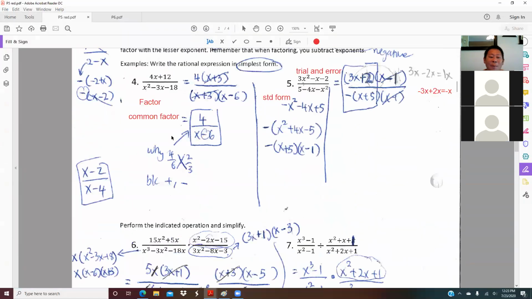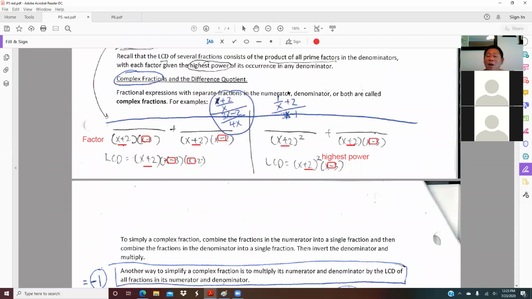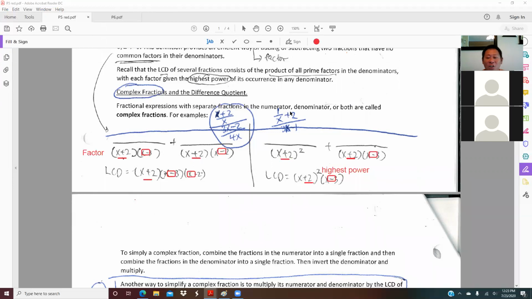is we're going to talk about complex fractions. Okay. So a complex fraction is the last one that we're going to talk about. Now, what is a complex fraction? A complex fraction is a fraction over a fraction. That means you have fractions in the numerator. You can have fractions in the denominator, or in both numerator and denominator.